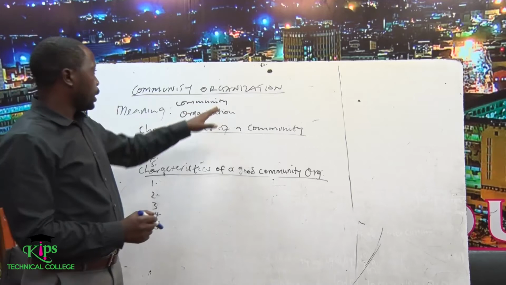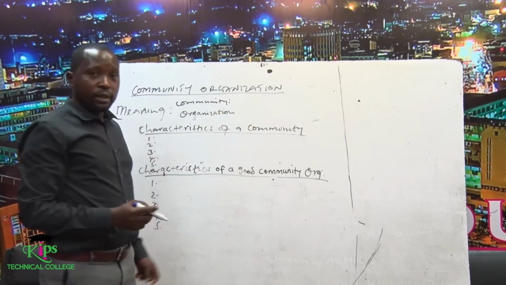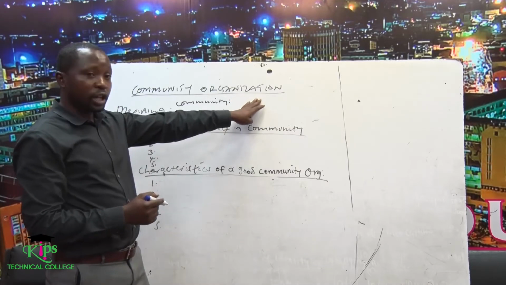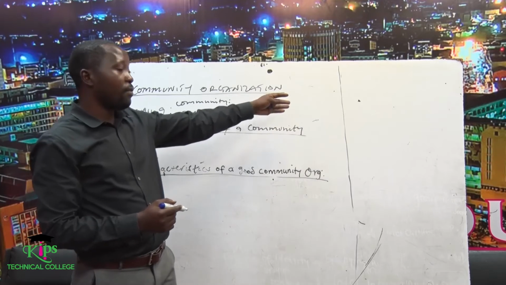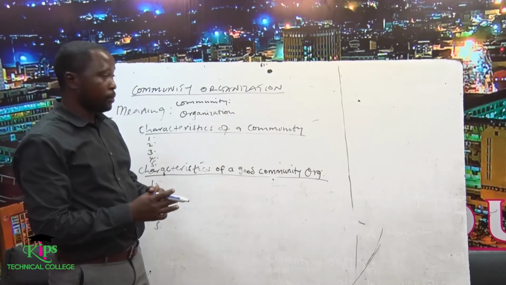So when we talk about a community, we say that this is a group of people living together in the same geographical locality, sharing the same culture, and also they may have the same system of government. That is what we call a community.